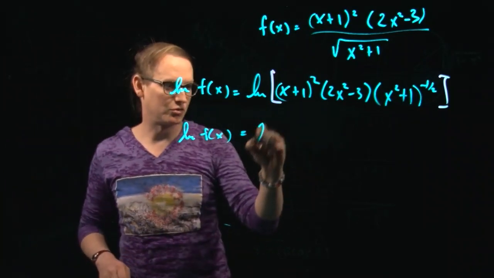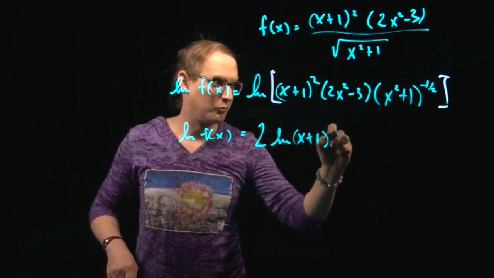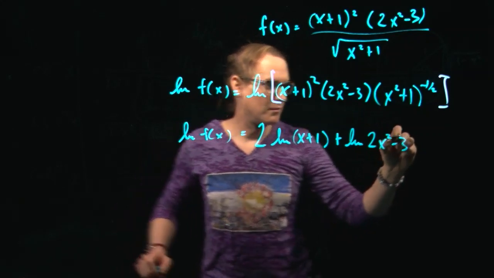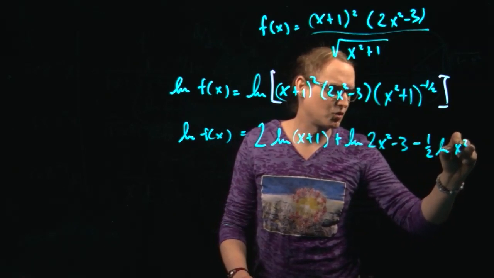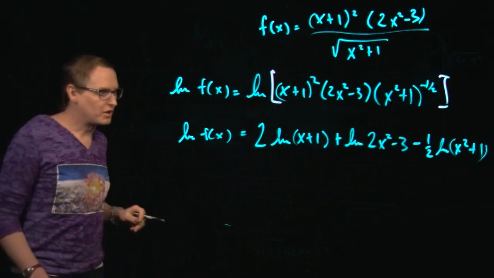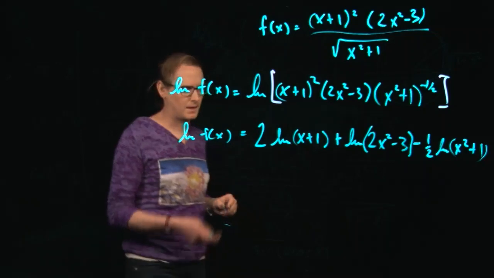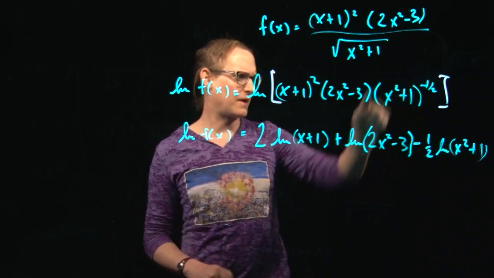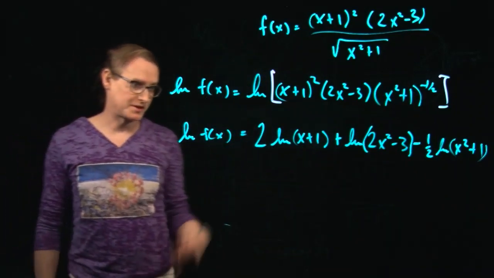So this is equal to 2 natural log of x plus 1 plus natural log of 2x squared minus 3 minus a half of the natural log of x squared plus 1. Yay, I ended up all on screen. Better use some parens. Okay, so there's a hidden 1 right here because there was a 1 right here. This 1/2 came down front and made it right there. Now I'm going to take the derivative of both sides.